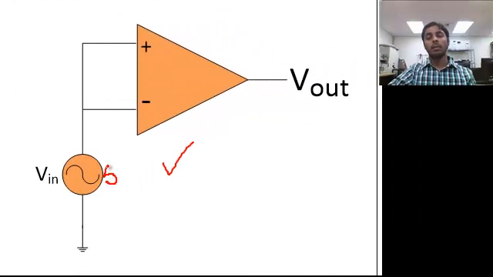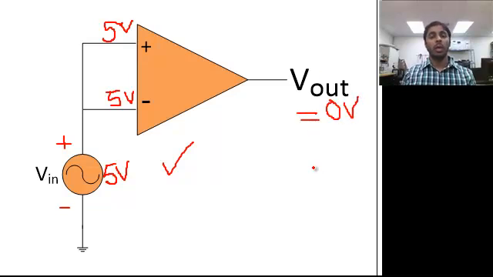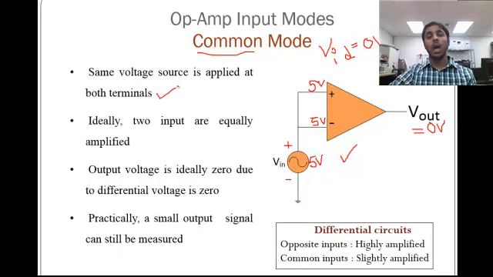So let's look at that. Let's say I'm applying 5 volts input. That's the positive side of the supply. This is the negative side of the supply. Negative is grounded. So 5 volts is applied to the negative terminal and the same 5 volts is applied to the positive terminal. So what happened to the VID now? Because the same voltage is applied to both terminals, the VID is 0. If the VID is 0, no matter what the gain of the amplifier is, the output voltage will always be 0, ideally speaking. So the same voltage source is applied at both terminals.